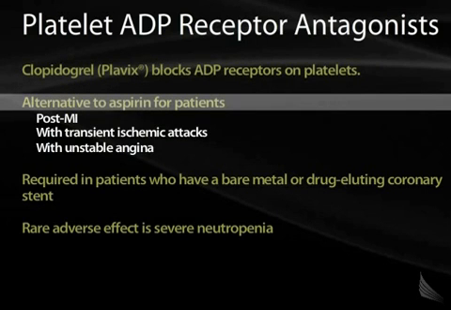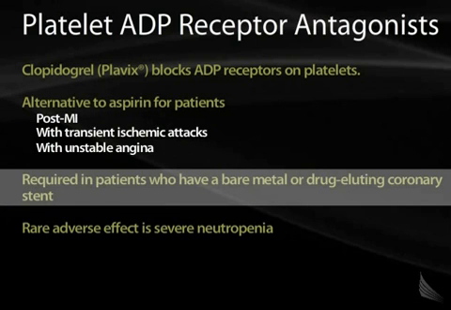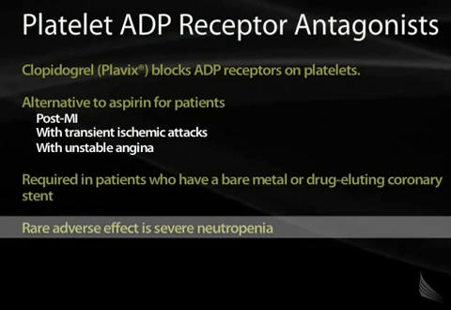Plavix is an alternative to aspirin for patients. Most patients that have a heart attack should be on Plavix. Some patients that have a TIA or with unstable angina should also be on Plavix. Plavix is required in patients who have had a bare metal or a drug-eluting coronary stent placed, because without clopidogrel or Plavix, that stent will simply close off again. One adverse effect from clopidogrel is severe neutropenia.